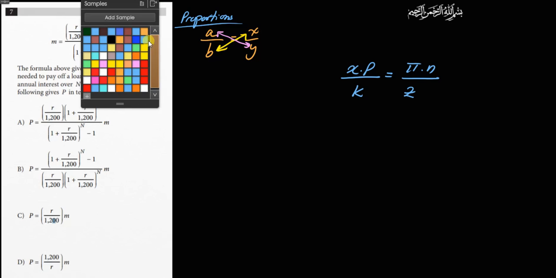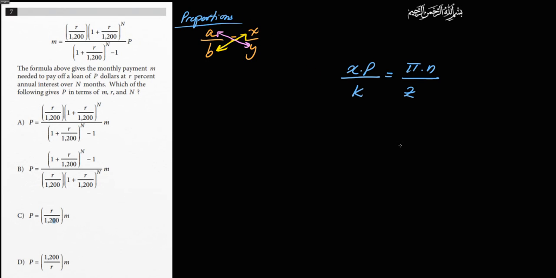Again, I'm solving for k. So you bring the k over here and get rid of all of this. To do that, you take the z over here, and the pi and the n over here. So you can solve for k in one step if you know these basic properties of proportions.